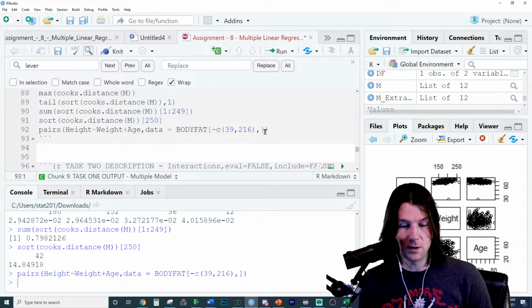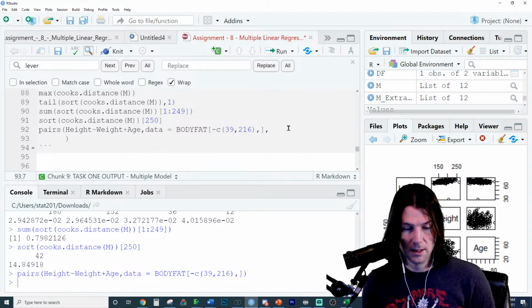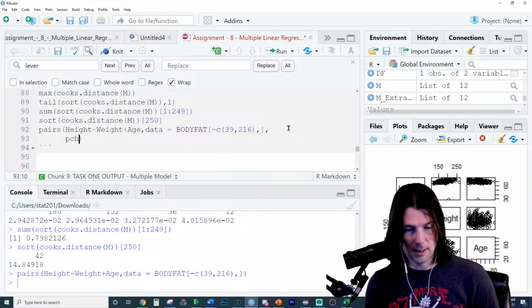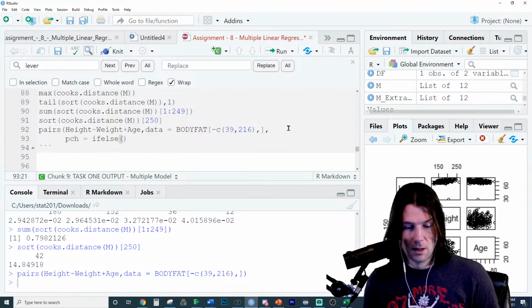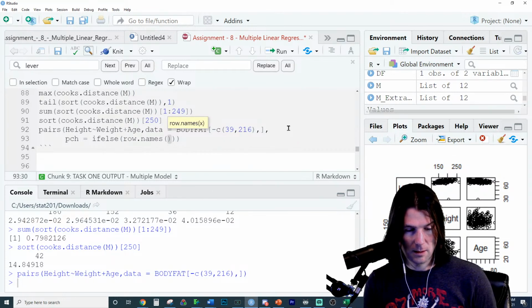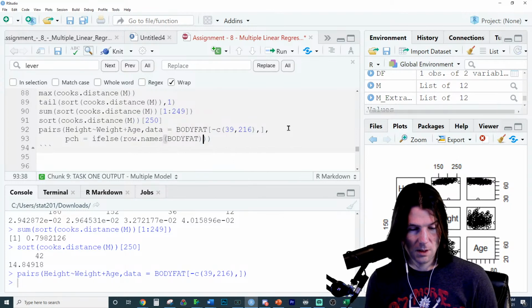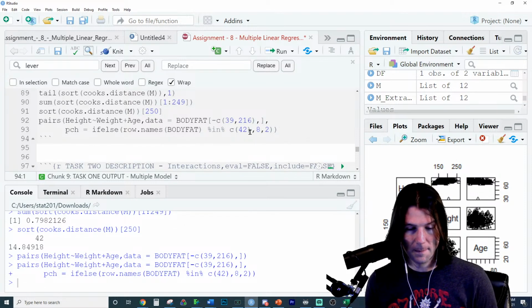Now let's write the code that we wrote. This is the extra little bit. You need to write, I think I can remember it, PCH equals if else, row dot names of body fat contained in the vector, and that's 42, right? Contained in the vector 42, then we will do 8, if not 2. Good, that is it. Yep.